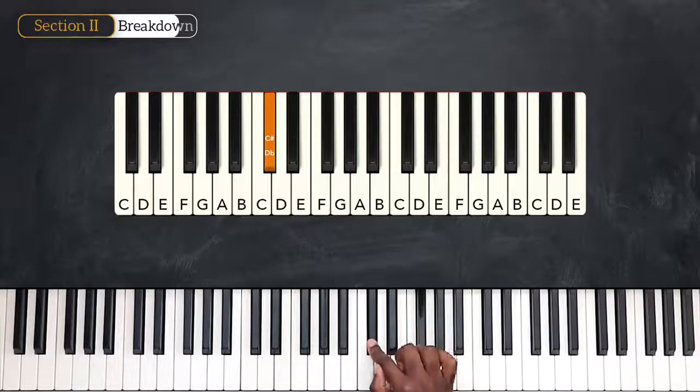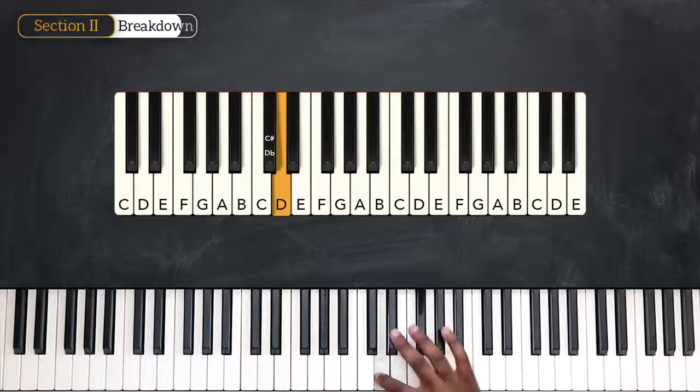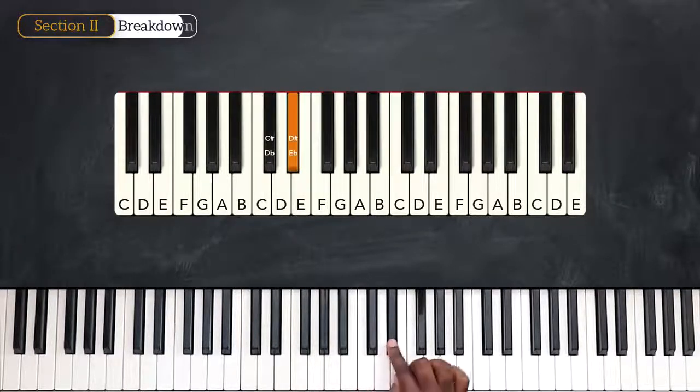The logic will be the same for all the remaining black keys. So we have for this one, D and E, we have D sharp, so that's a D sharp, and it's also an E flat. Okay, so D sharp and E flat. Moving up, for this one, around that black key, we have F and we have G. So that's F sharp or G flat.